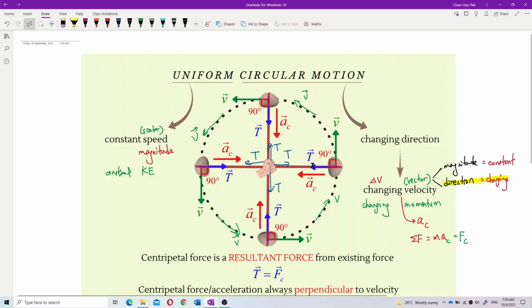The rope is actually pulling on your hand. That's why your hand feels the tension. While you try to swirl the stone in the circular motion, you feel the tension in the rope, while at the same time the stone also feels the tension toward the center of the circle. That's why the stone cannot escape from your pull. It will just maintain in the circle.